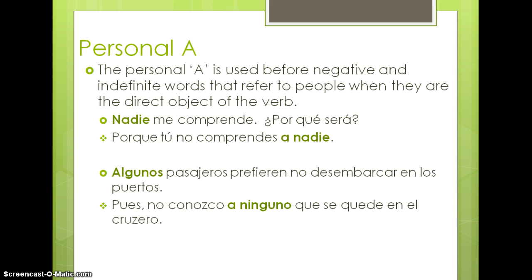The second sentence, it is the direct object, so it needs that personal a. Algunos pasajeros prefieren no desembarcar en los puertos. And I might answer, pues no conozco a ninguno que se quede en el crucero. Two people talking. Some passengers prefer not to disembark at the ports. And the person answers, well, I don't know of any who stay on the cruise ship. Again, in the second, that's the direct object, so it needs the personal a.